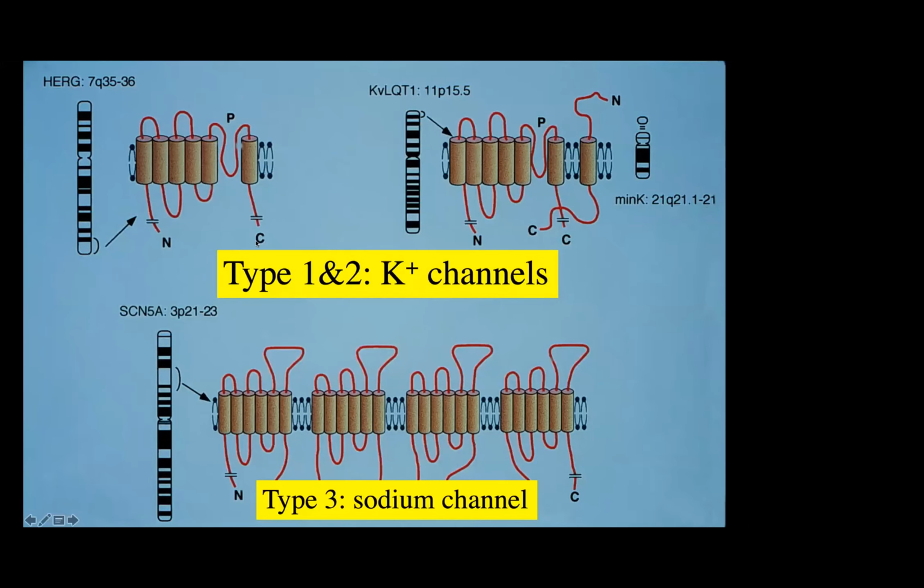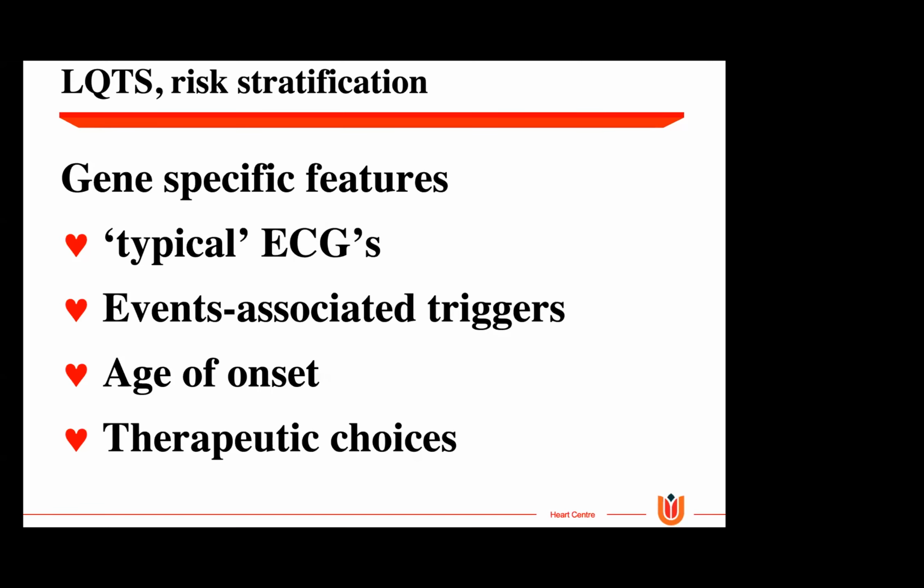So I mentioned the 2 potassium channels involved in LQT type 1, LQT type 2, and the sodium channel in LQT type 3. Now, there are gene-specific features. Dr. Zariba has already mentioned a few. There are typical EKGs. On the basis of the EKG, you can give a good estimate whether the patient has an LQT type 1, 2, or 3.